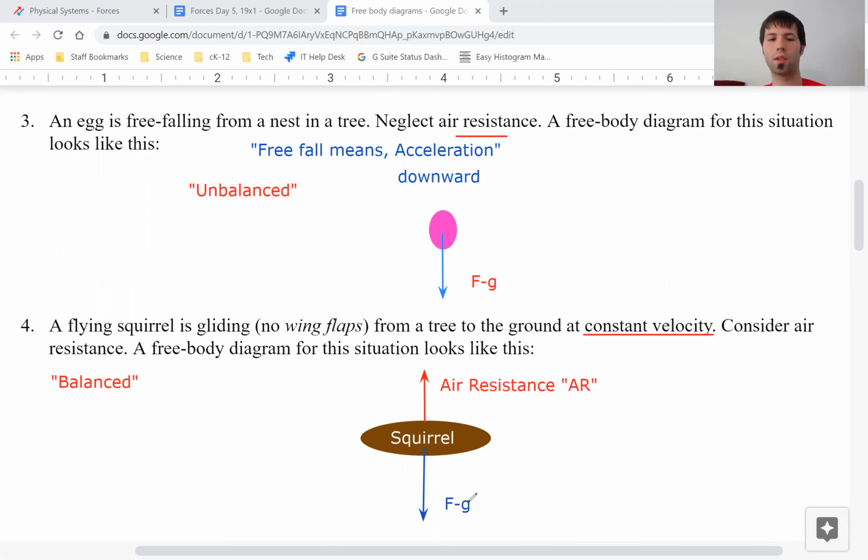Okay, so let's think about other forces. A flying squirrel is gliding from tree to the ground at constant velocity. Consider air resistance.